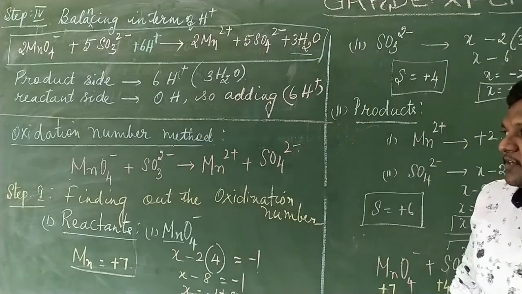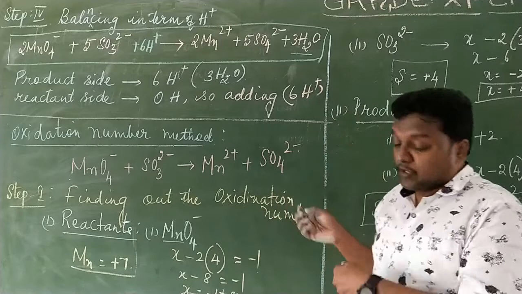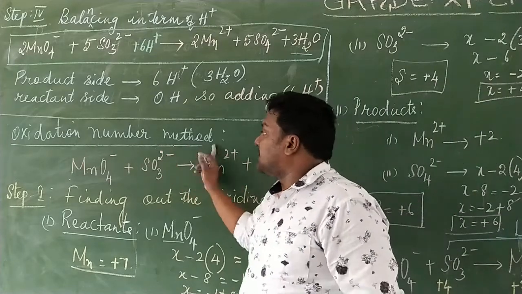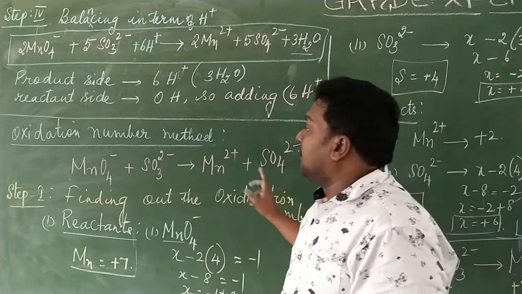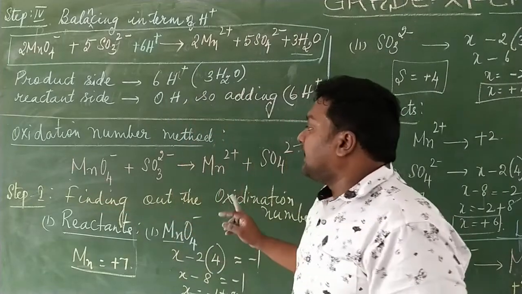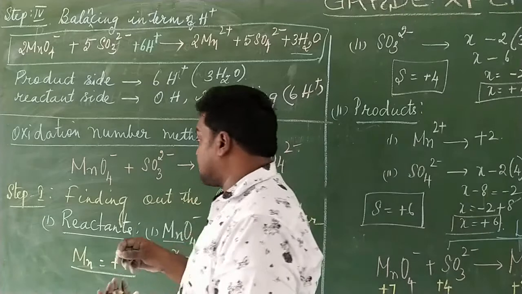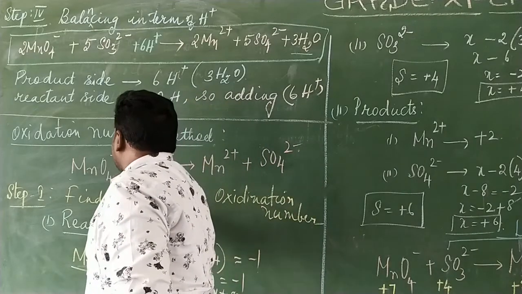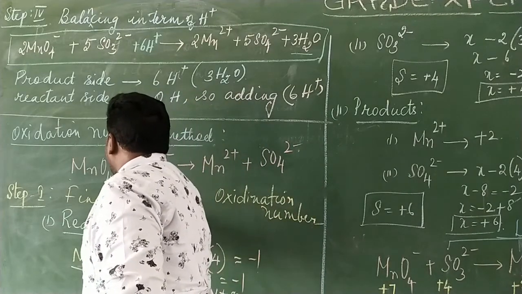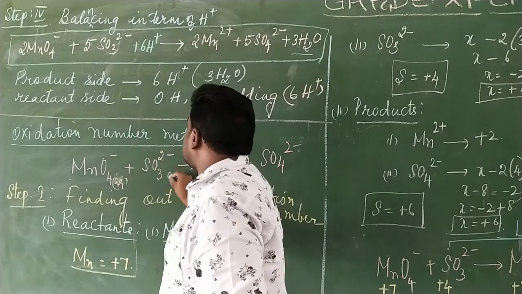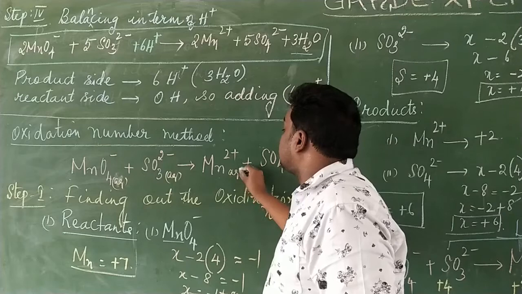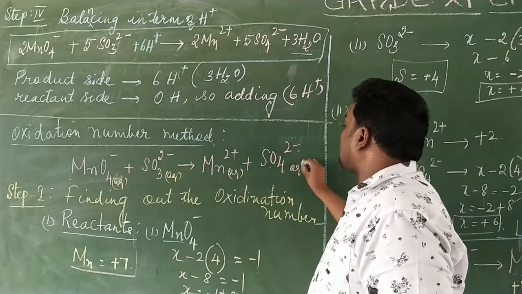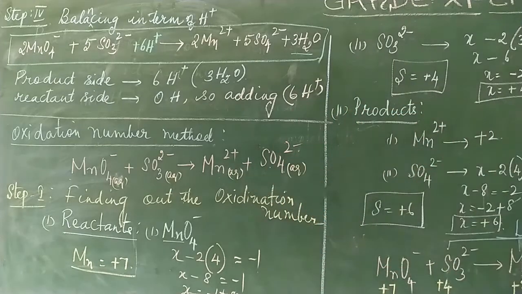Again we will revise one. First we will revise this oxidation number method, the first method for balancing the redox reaction. So what is the equation? MnO4 minus in the upper state combines with SO3 2 minus in the upper state, giving rise to the formation of Mn2 plus in the upper state plus SO4 2 minus in the upper state. Isn't it?